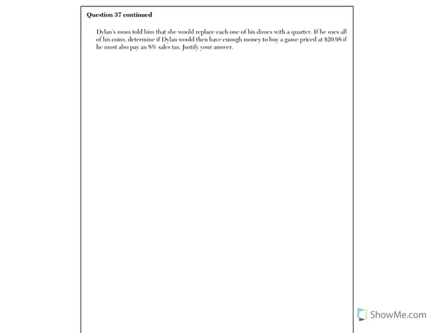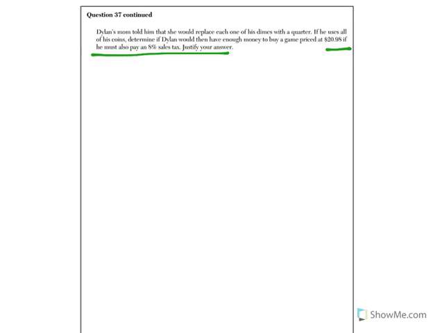So with this next part, we're still on question 37. It says that Dylan's mom told him that she would replace each of his dimes with a quarter, and if he uses all of his coins, determine if Dylan would have enough money to buy a game priced at $20.98 if he must also pay an 8% sales tax. And then we have to justify our answer.